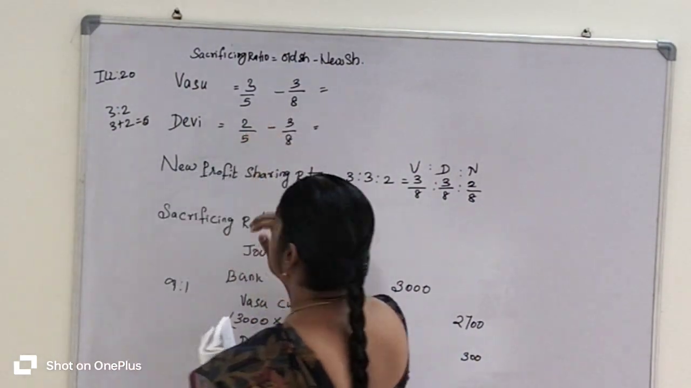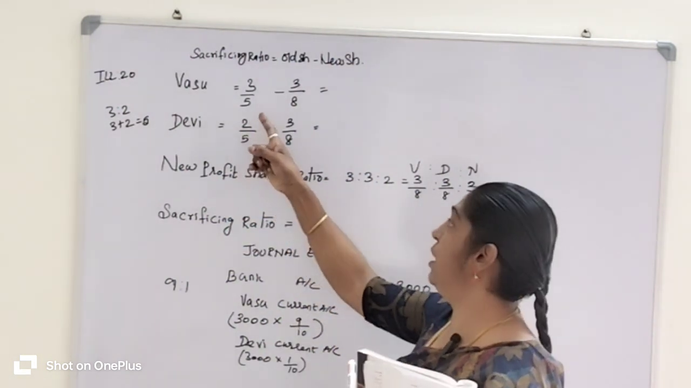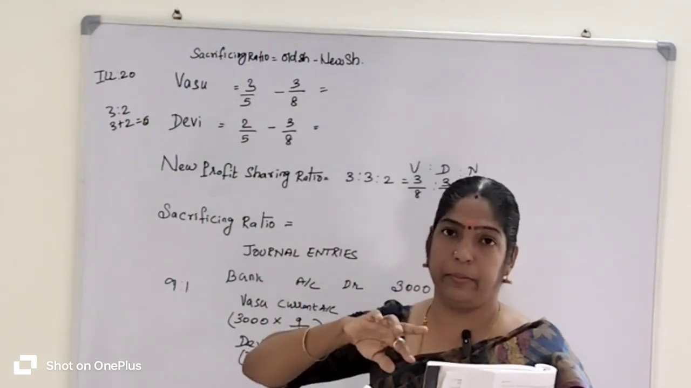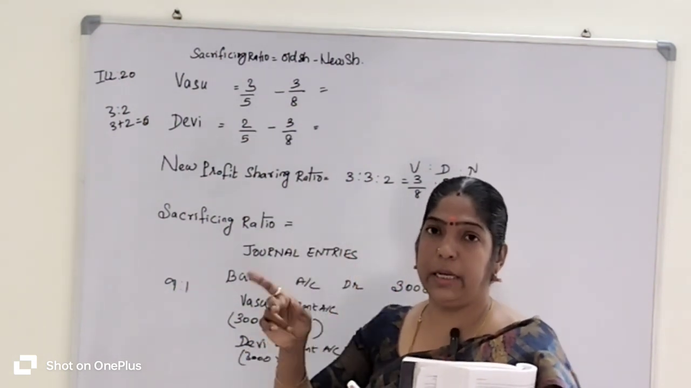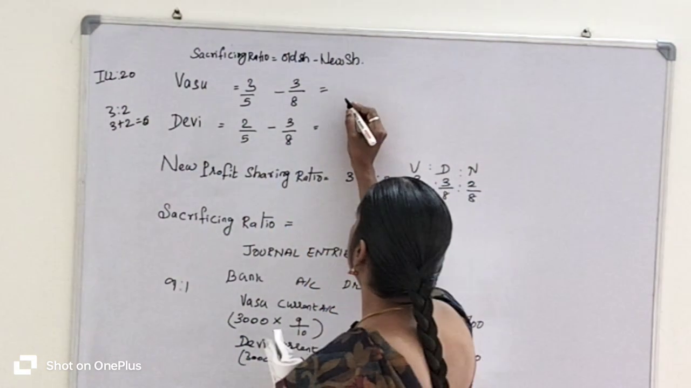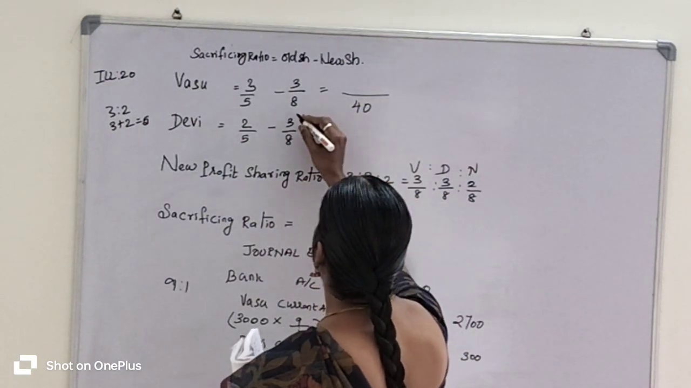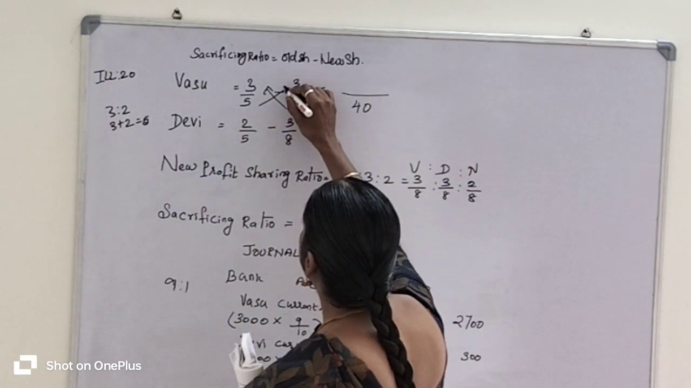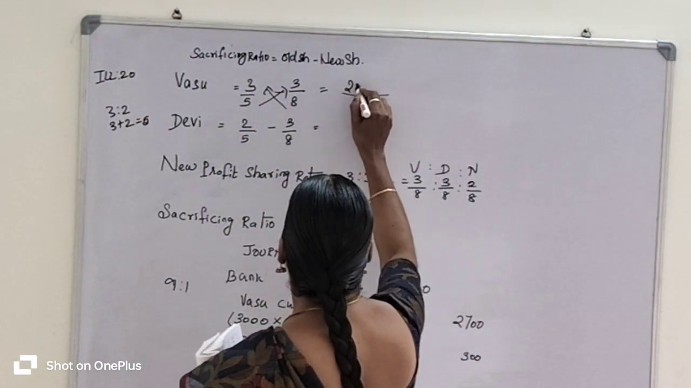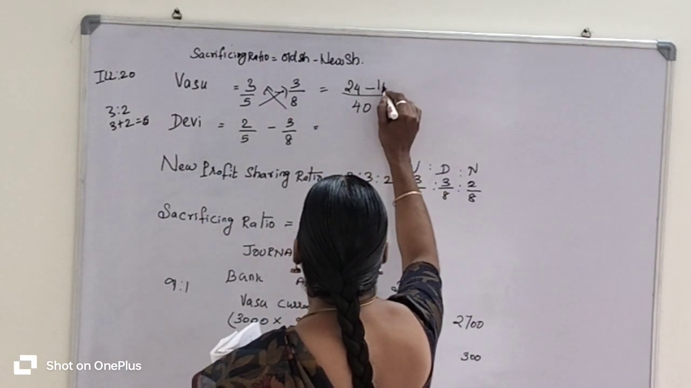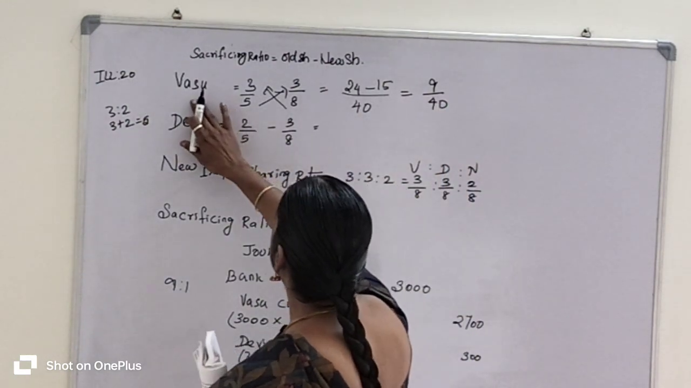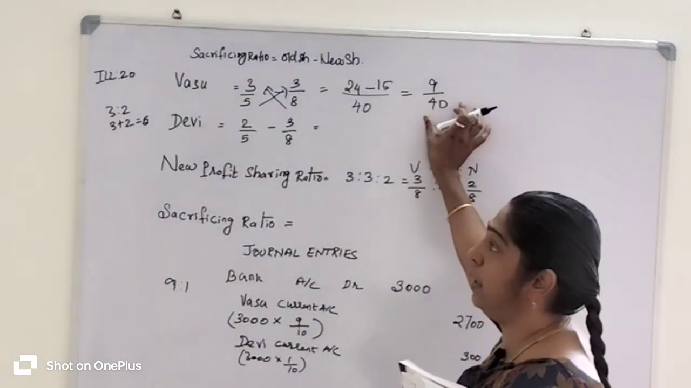For that you are going to check the denominator. The denominators are different numbers: 5 is not divisible by 8 and 8 is also not divisible by 5. So we are going to multiply 5 by 8, which is 40. Then we cross multiply with the numerator and the denominator. 8 threes are 24 minus 5 threes are 15. 24 minus 15 is 9/40. So Vasu's sacrifice is 9/40.